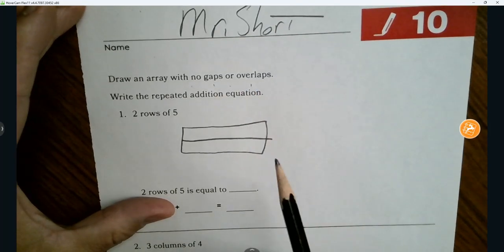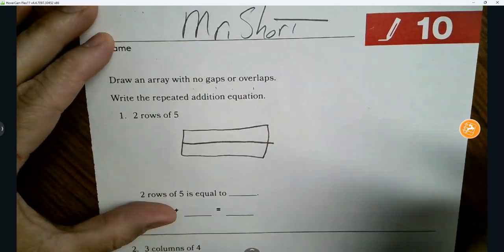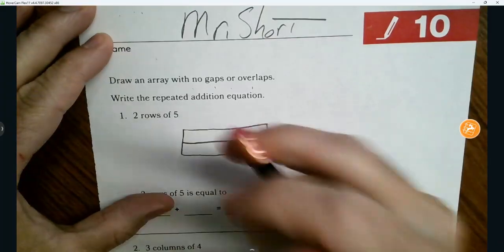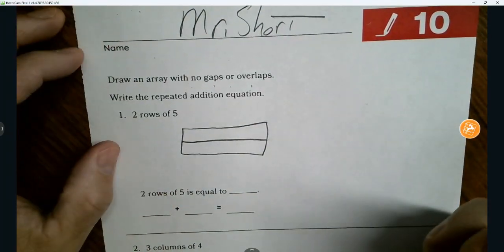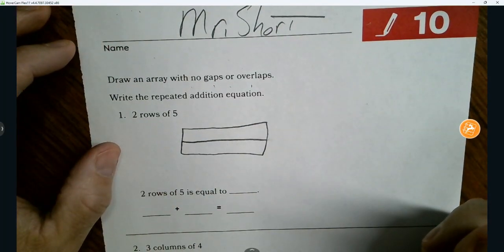That rhymes. Sorry. It's just stuck in my head now how that rhymes. Gaps, overlaps. It's the end of the school year for us. We're almost done. And yeah, my brain is tired.